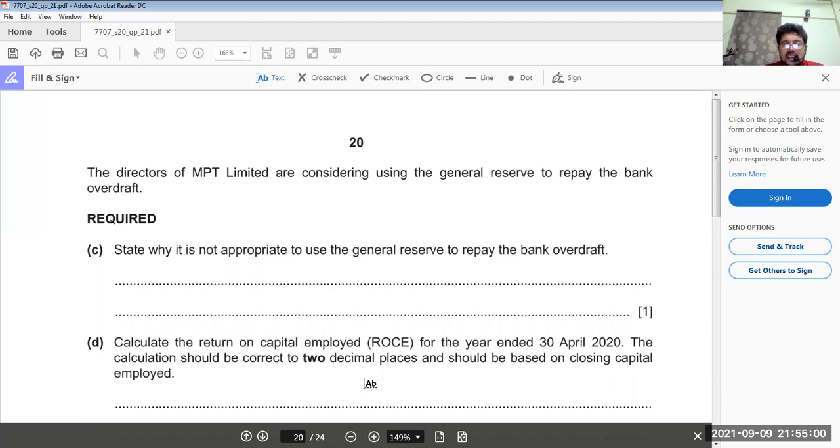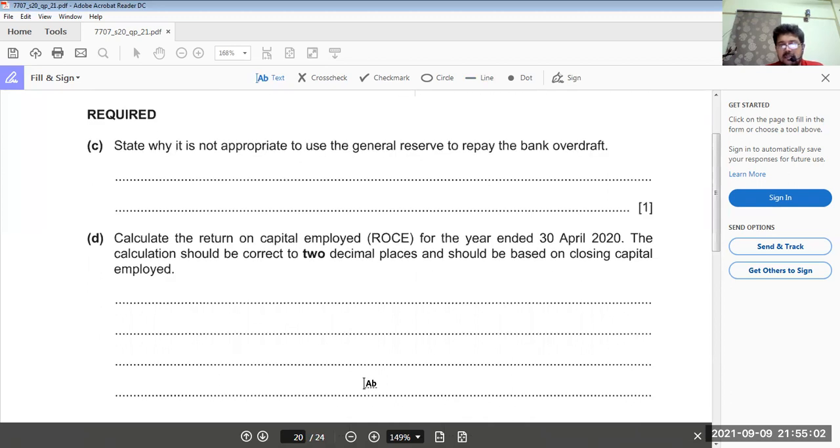Okay. Calculate the return on capital employed for the year ended 30th April 2020. The calculation should be correct to 2 decimal places and should be based on closing capital employed. Now, capital employed, first we need return. This is the formula: return divided by capital employed, multiplied by 100. This is the formula of ROCE.